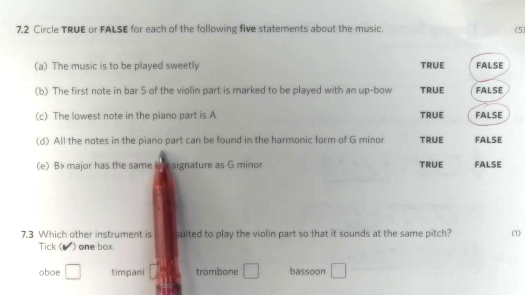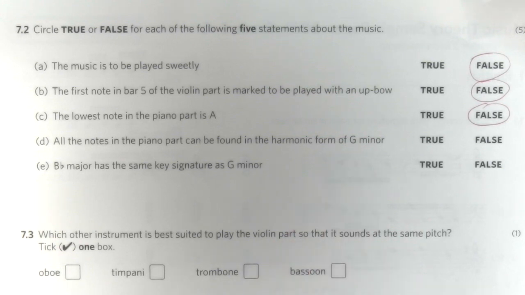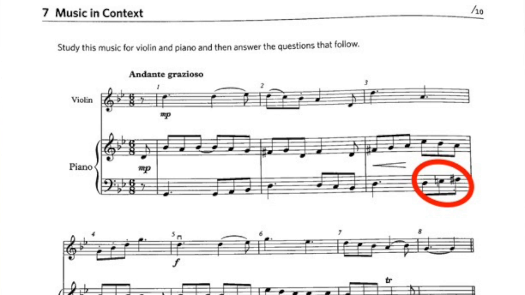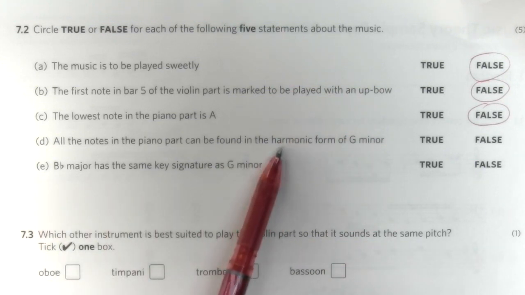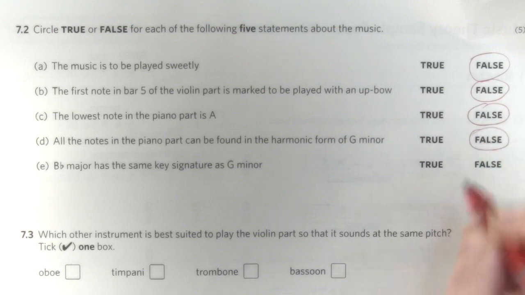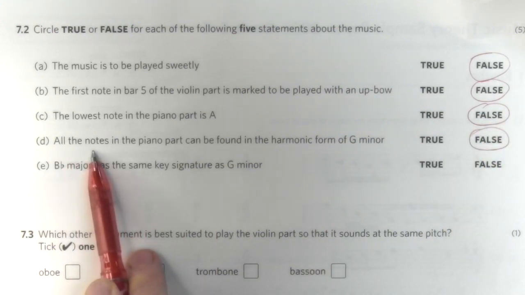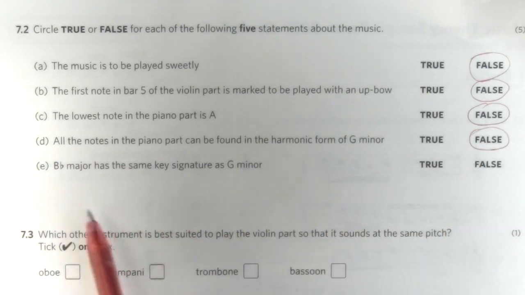All the notes in the piano part can be found in the harmonic form of G minor. This piece is in G minor, but it is incorrect because of bar 3 where we have Mi natural. And that makes it a melodic scale, not a harmonic scale, because the harmonic scale has E flat. So when we have the natural, it's the melodic scale. Not all of the notes, but most of the notes but one. So in this case, it's false.